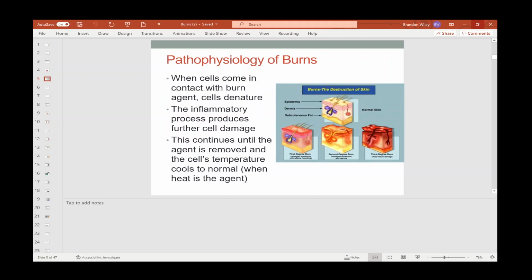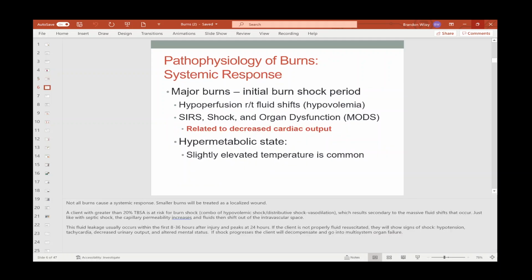It sends out all the cytokines. Remember all that happens? Tissue factor, all that comes to the surface and causes this inflammatory response, which then can produce greater cellular damage. And it continues until the heat is taken away. You don't have to have major burns, you can have minor burns, but with major burns, initially you have that burn shock period.